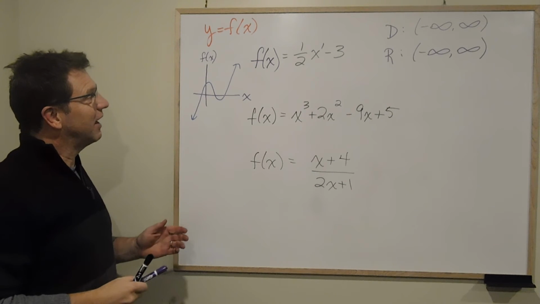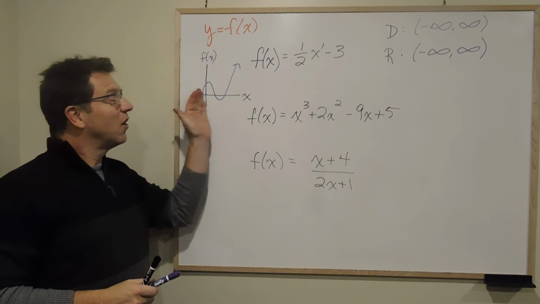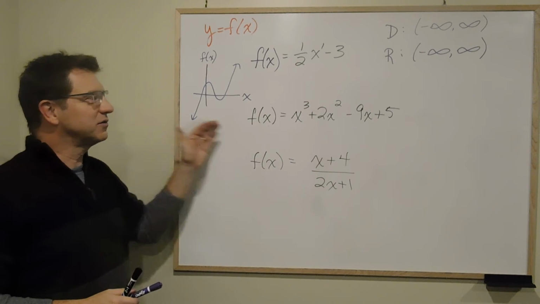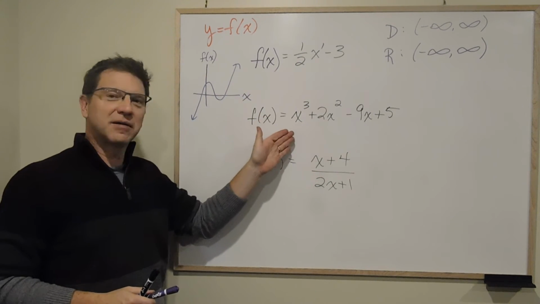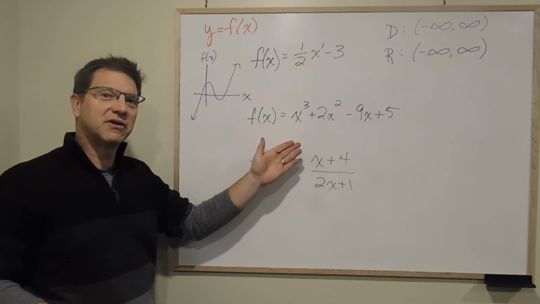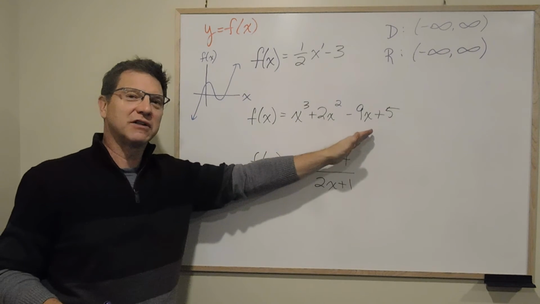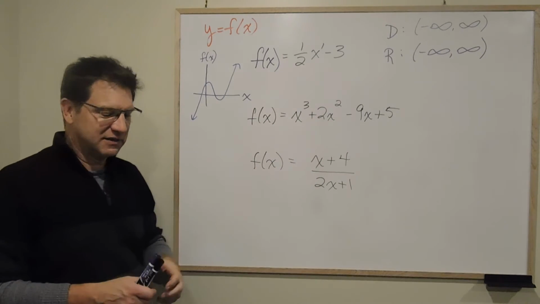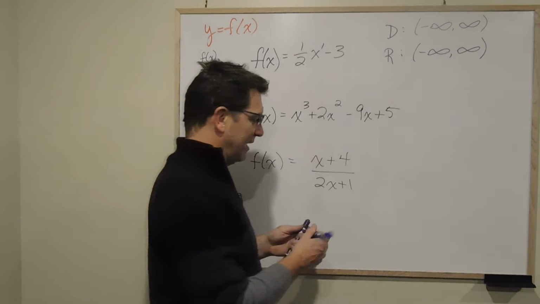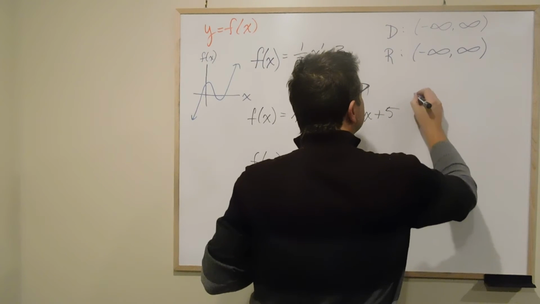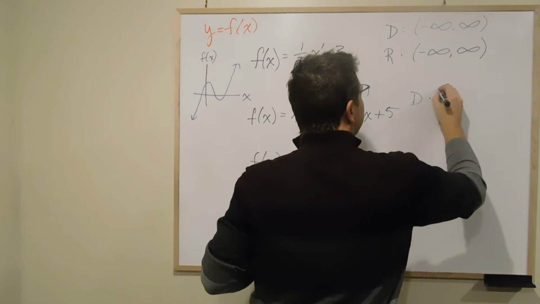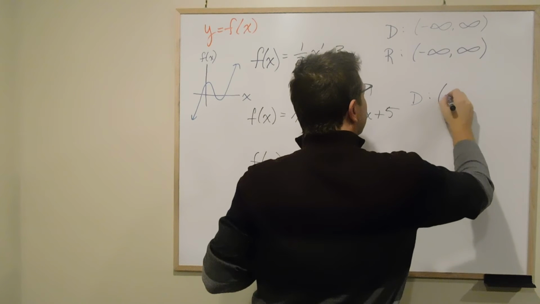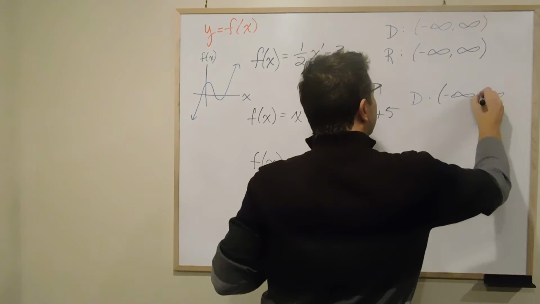So now, even though it had some terms, all values of x will work. There's no value of x that I could substitute that would make this equation not work. I could put in any number for x I want, and I could do the calculations and get a value for f at x, right? Which means the domain is the same. So not very exciting. Negative infinity to infinity.